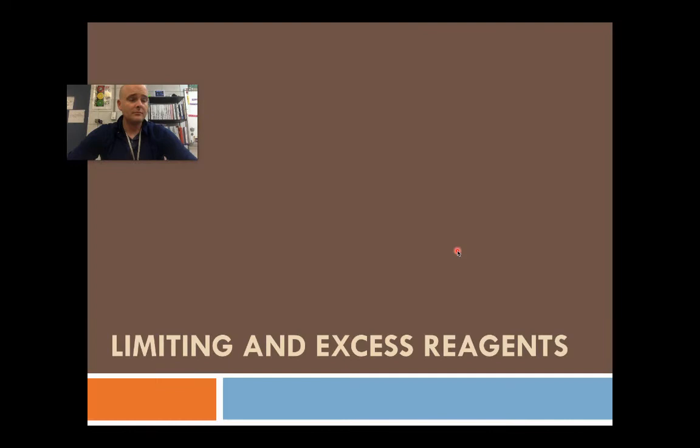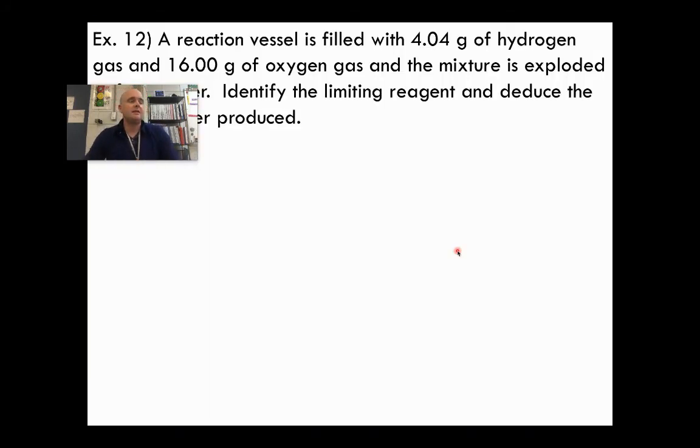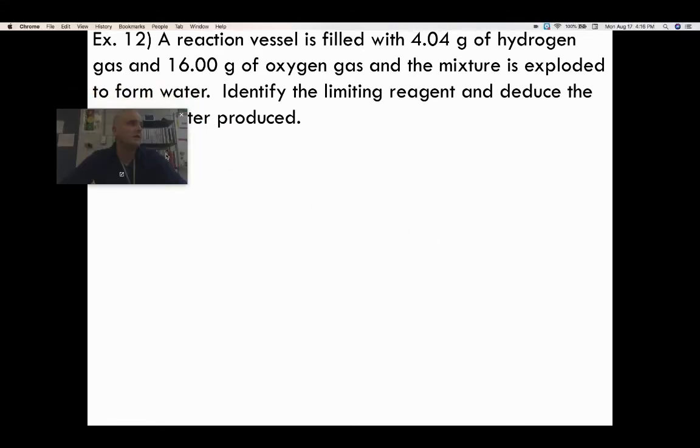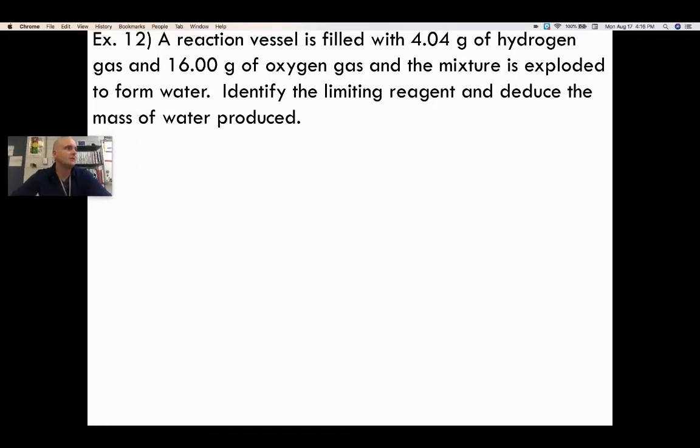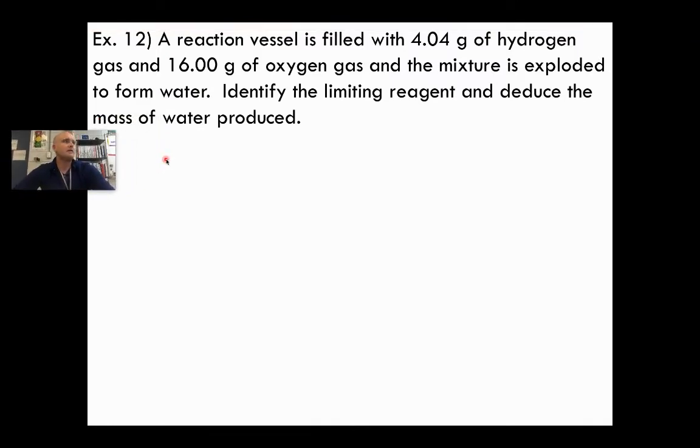So now, this might be something that you need a refresher on: the limiting and excess reactants. I will have to shrink my head and move it over a little bit. Hopefully you can still see my head. It's a little off my screen. A reaction vessel is filled with 4.04 grams of hydrogen gas and 16.00 grams of oxygen gas, and the mixture is exploded to form water. Identify the limiting reagent and deduce the mass of water produced.